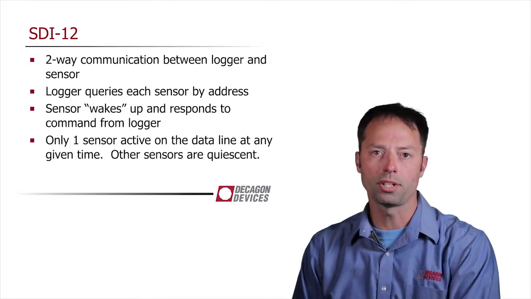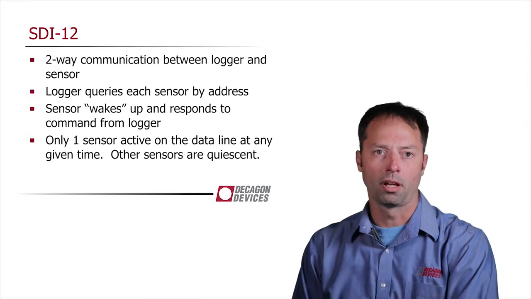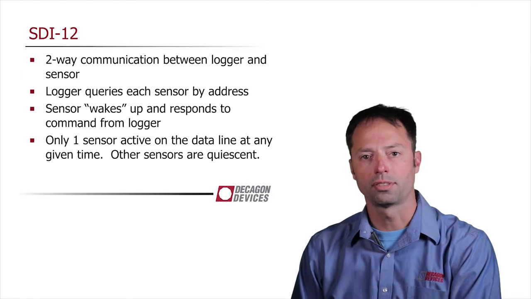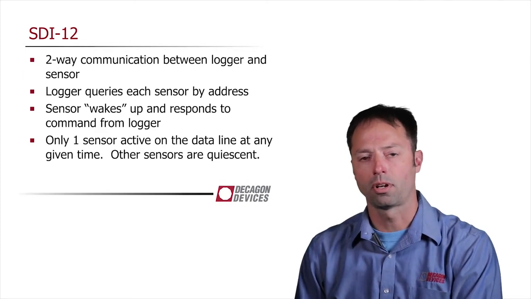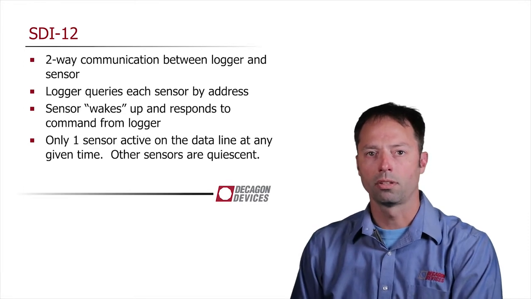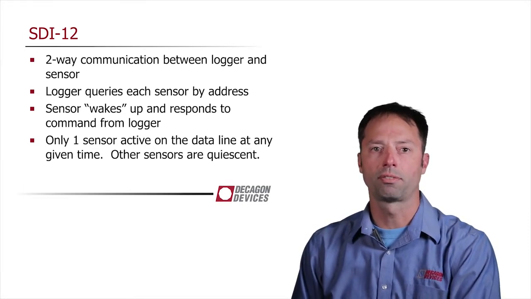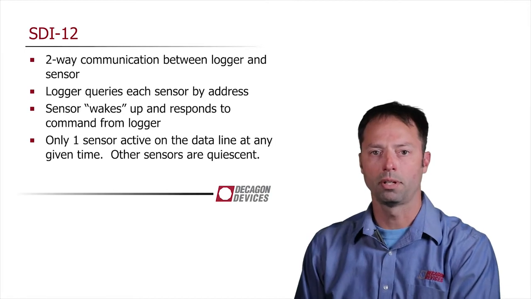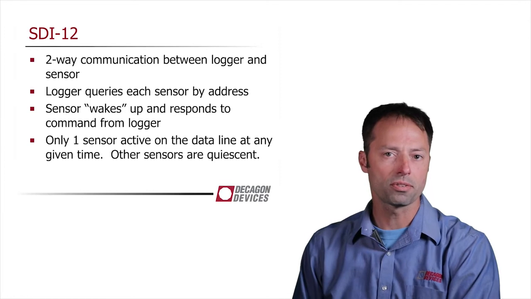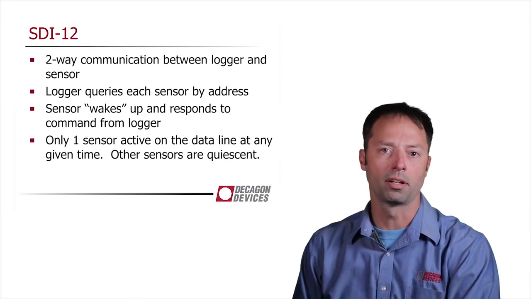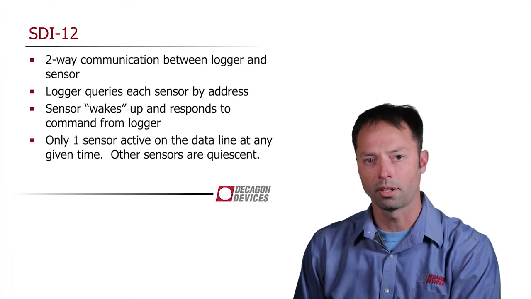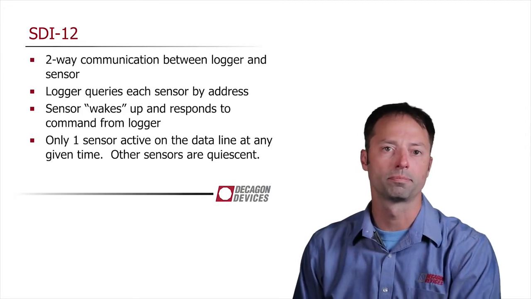It's a 2-way communication between the logger and the sensor, so that's one way that it differs from the Decagon serial string, in which the logger port is just listening for the sensor. In SDI-12, the logger queries each sensor by its address. The sensor wakes up and responds to whichever command the logger has sent it. Only one sensor is actually active at a time on a network. All the other sensors are quiescent and just listening for their turn to give data.